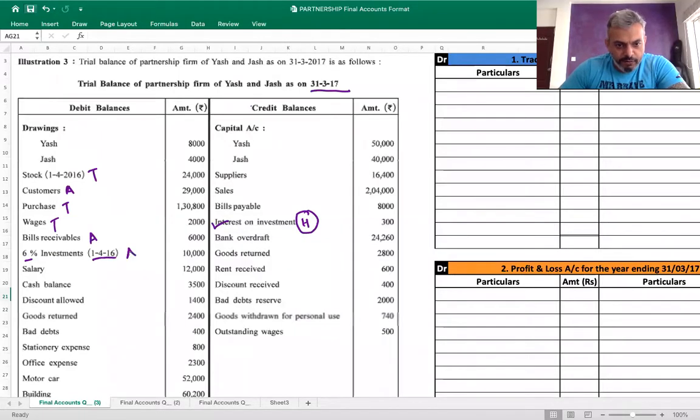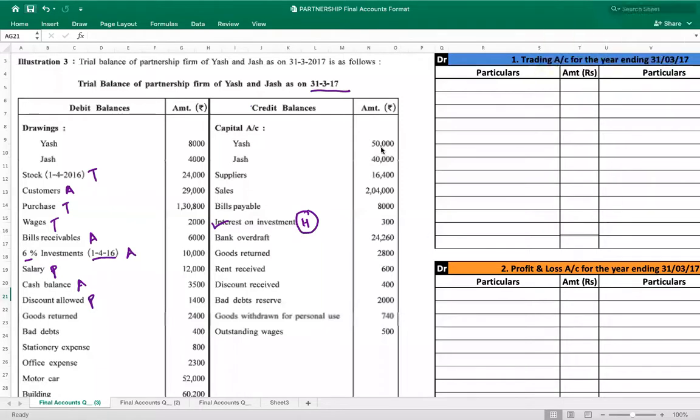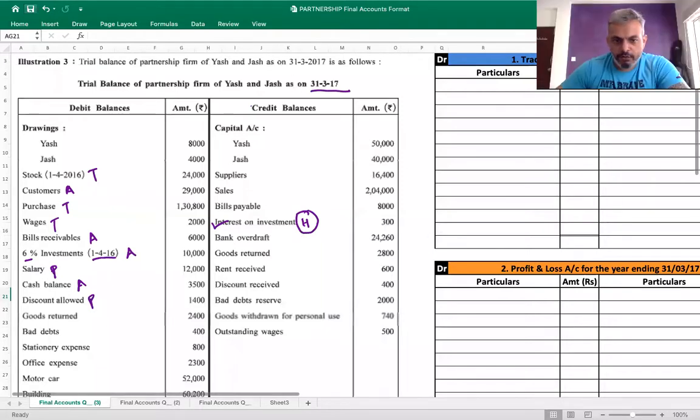Then investment will go to asset, salary, profit and loss. Cash balance, asset; discount allowed, profit and loss; goods return. Now goods return 2400. What is this goods return? Purchase return or sales return? Sales return. It is sales return. This is sales return, so this will be deducted from sales. So tick sales over here. Bad debt, profit and loss.